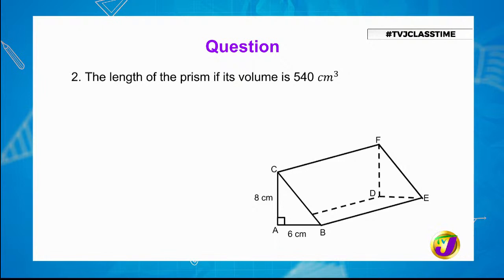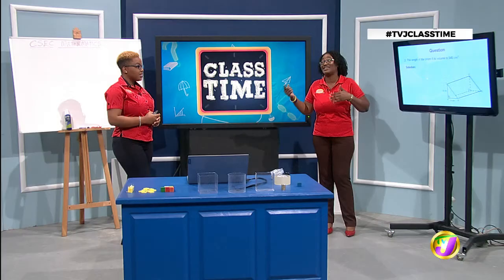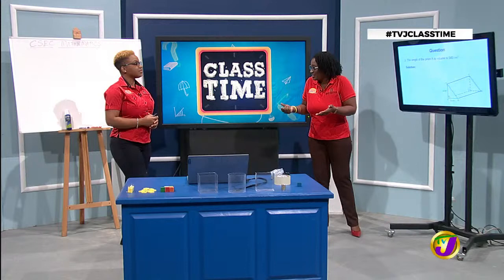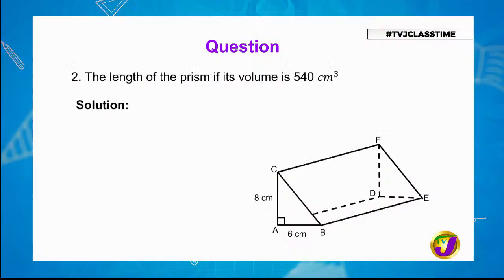The second question asks us to find the length of the prism if its volume is 540 cubic centimeters. I see they have flipped it on us. They're not asking us to calculate the volume; they're actually giving us the volume and asking us to calculate the length of this prism.